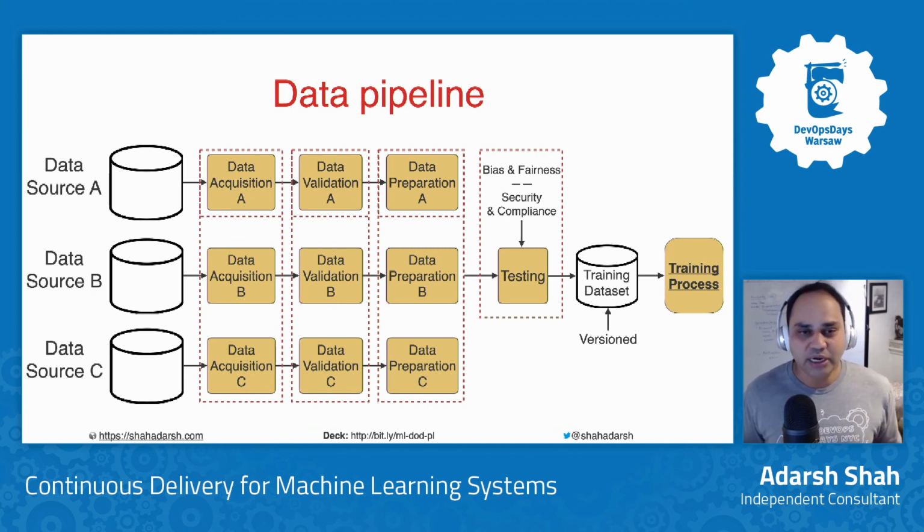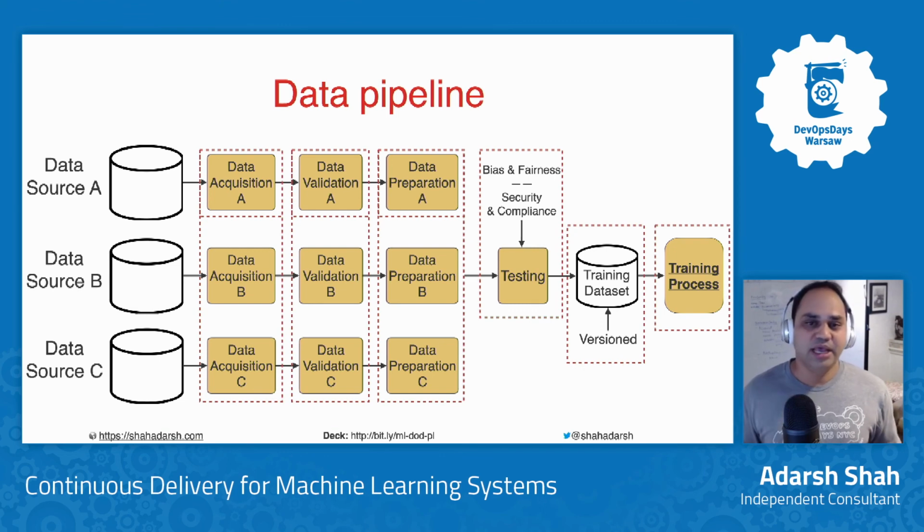And then doing your security and compliance tests, right? You can automate some of that as well, write compliance as code, and use various tools that are available for security to make sure that your data is secure. And then that becomes your training data set. You version that data so that if you have to go back, you can go back. And then that feeds into the training process.